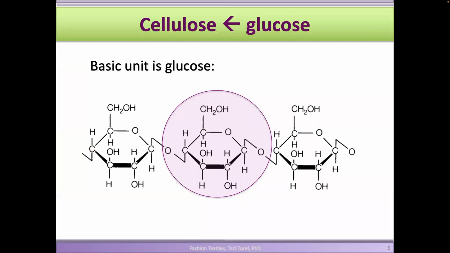Now, for all the cellulosic fibers, the main component is cellulose. Cellulose is made out of polymerization of glucose. So glucose is the primary unit that you can see in the circle, and you just repeat that unit in the polymer and you get cellulose. So all plant-based natural cellulosic fibers come from cellulose, and the main unit of that long chain molecule is glucose. And I want you guys to pay attention to these OH groups here.